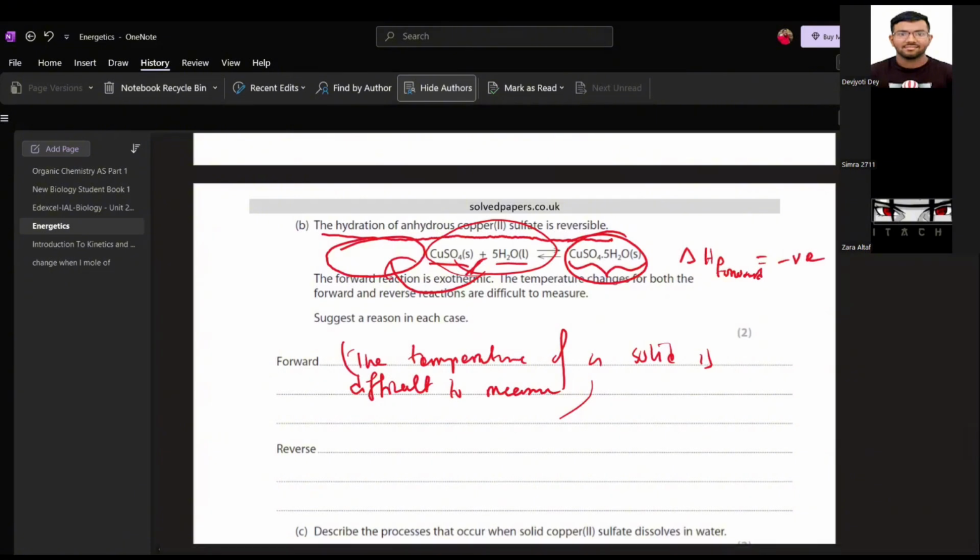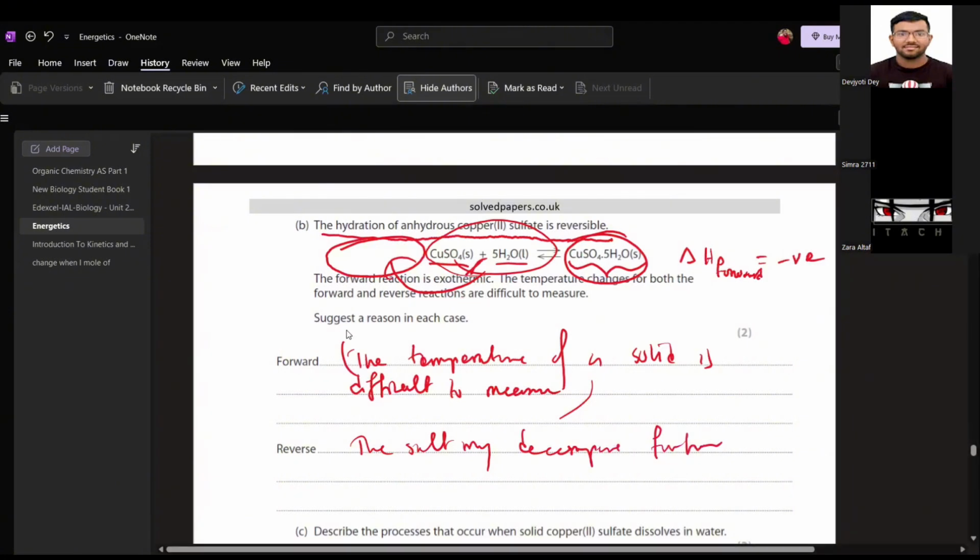So there are two ways you can answer. You can just say the salt may decompose further, or there is this other classic example, this one right here, which is what?